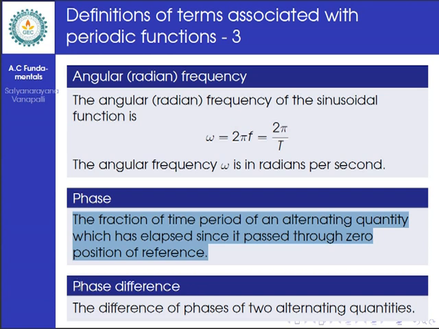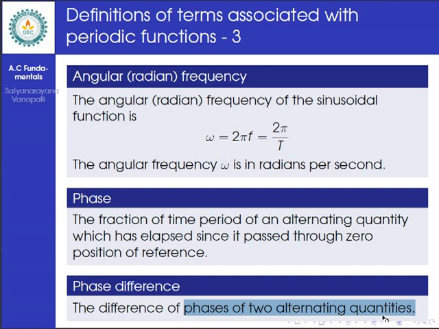Next, phase difference. The phase difference is the difference of phases of two alternating quantities. Most of the time, if you take two alternating functions, they might not have the same phase with respect to one particular reference. In such cases, we use the word phase difference to express the difference between the phases of the two alternating functions. In general, this phase is measured in degrees. The phase is measured in degrees. In general, we use the word phase angle of the waveform.